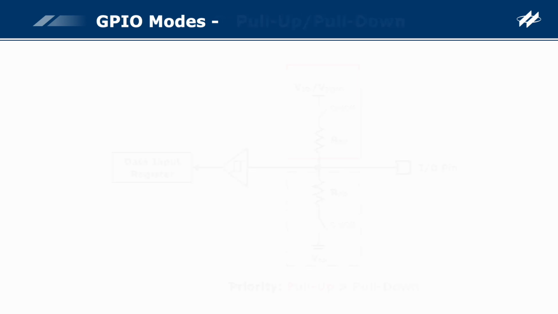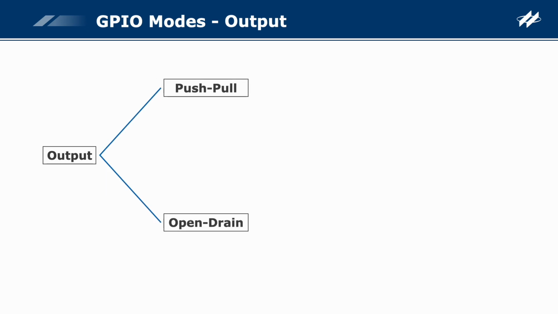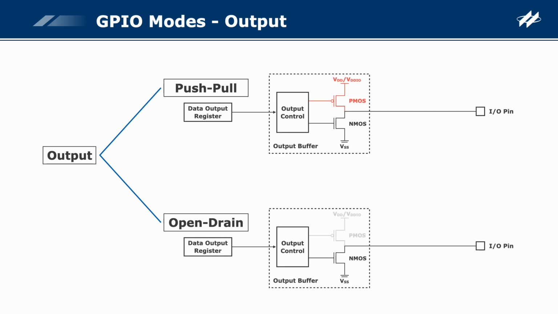Then, let's go on to the output mode. When the pin is configured as an output, one of the modes, the push-pull or open drain, must be selected. The default is the push-pull mode. The push-pull or open drain mode selection depends on whether to activate the PMOS or not by configuring the corresponding register. If the PMOS is activated, the push-pull mode is selected, vice versa, the open drain mode is selected.